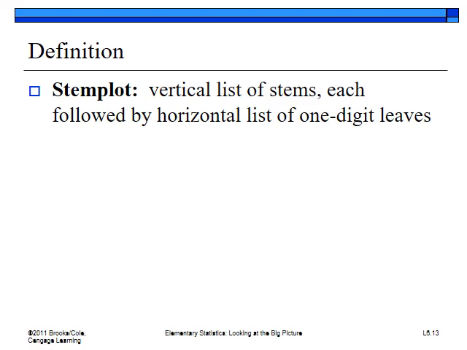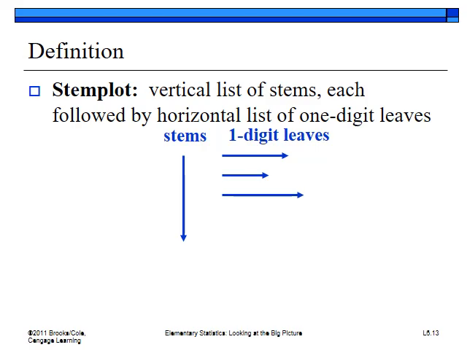Let's start by considering the stem plot. A stem plot is a visualization that consists of a vertical list of stems, those are going to be numbers, each followed by a horizontal list of leaves, also consisting of one digit. These are also numbers. So the stems are listed vertically, and next to each stem, the leaves are expressed horizontally. One set of leaves for each stem.